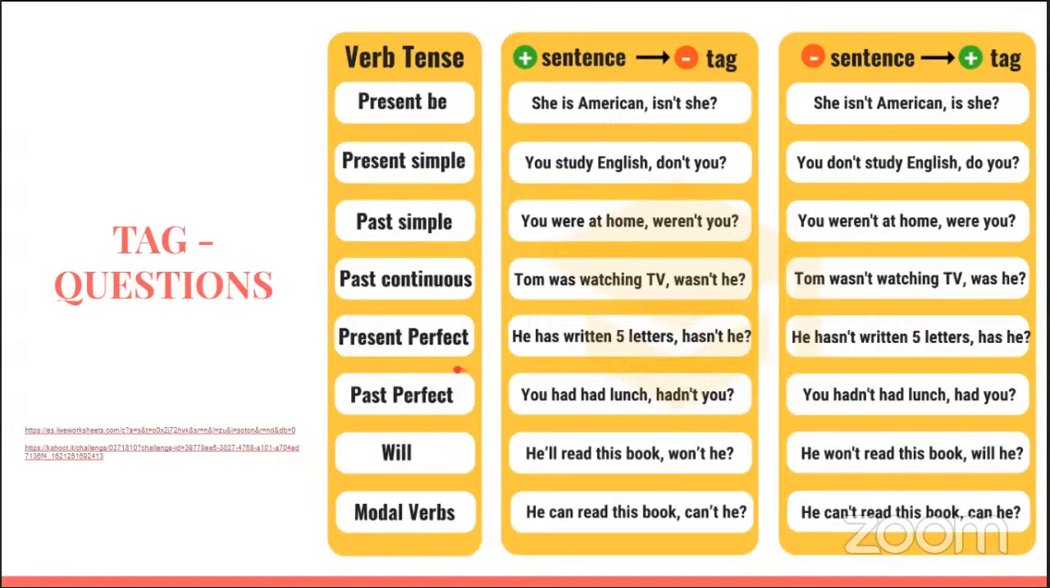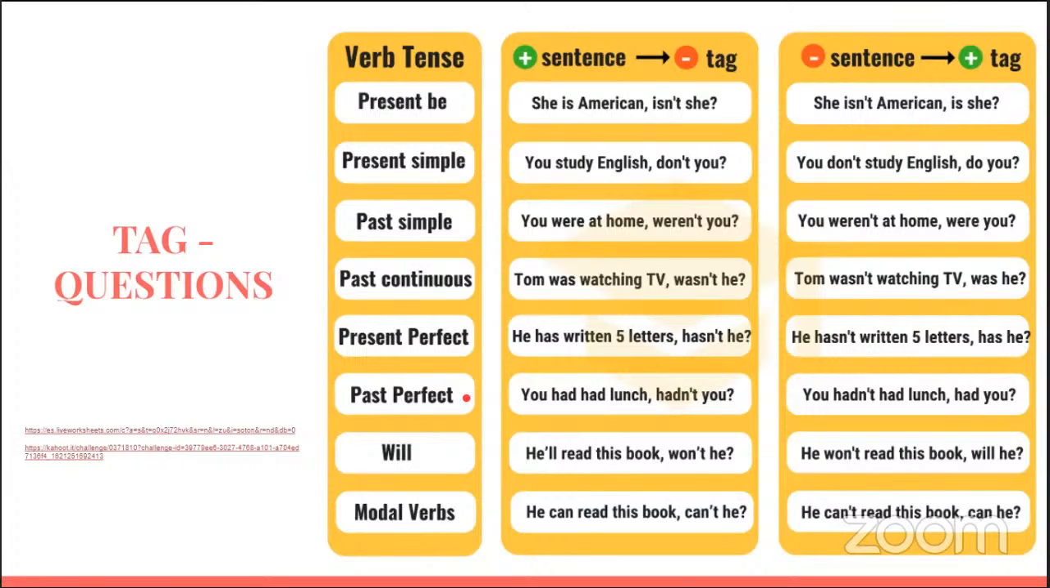Correct. And here for the present perfect tense, we know that we are going to be using the auxiliaries have or has, depending on the subject, and the verb must be in the past participle. So please, can you read the examples? He has written 5 letters, hasn't he? He hasn't written 5 letters, has he? Yes, he hasn't written.